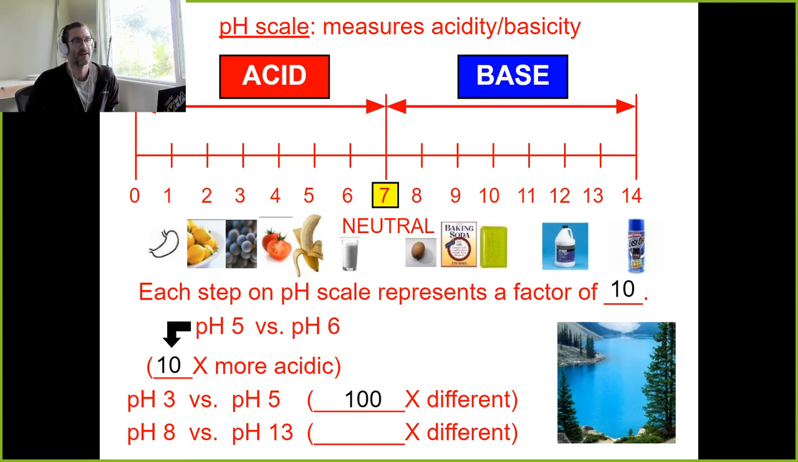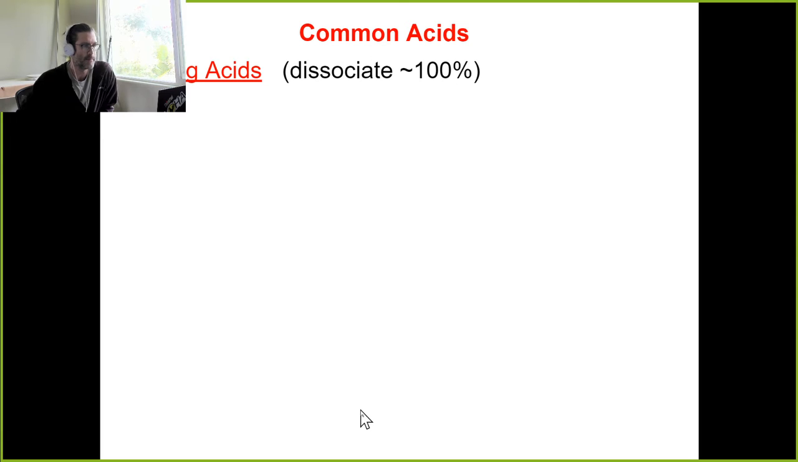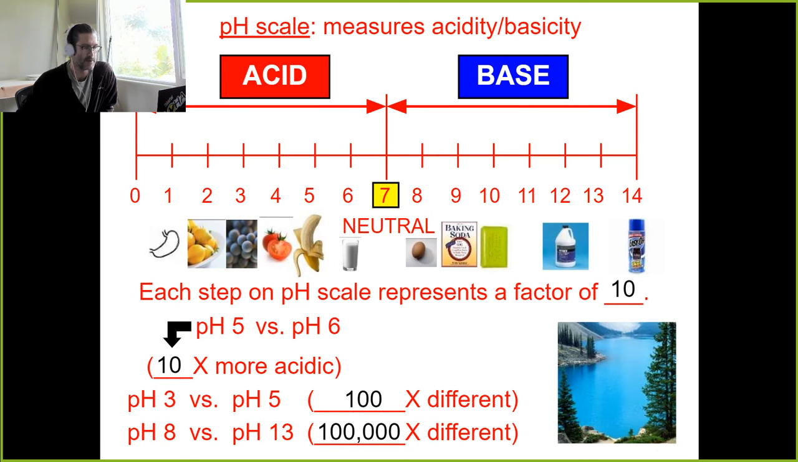pH 8 versus pH 13. It's going to be 100,000 times different. So five orders of magnitude between pH 8 and pH 13. And it does that because of the negative logarithm. And we'll talk about that again in a moment.